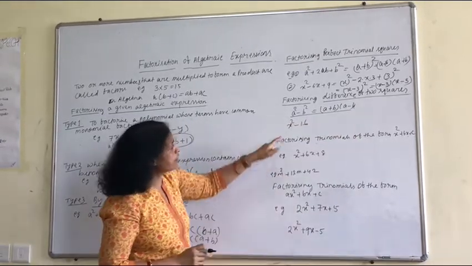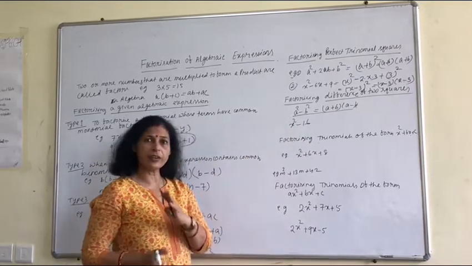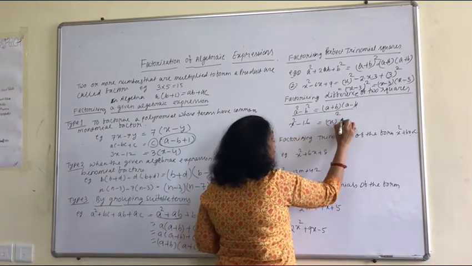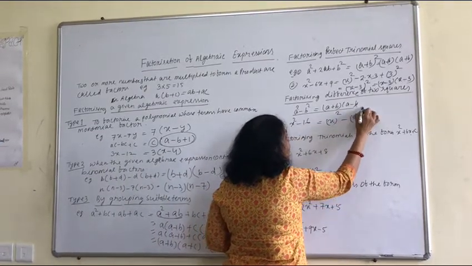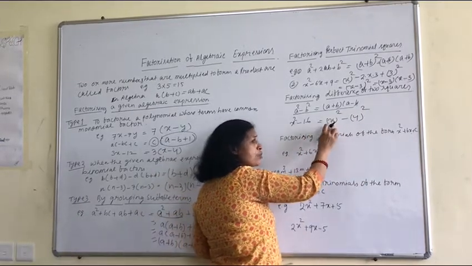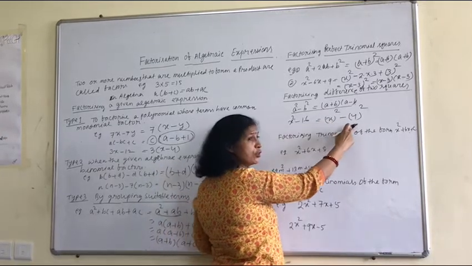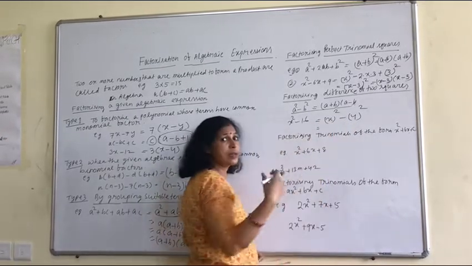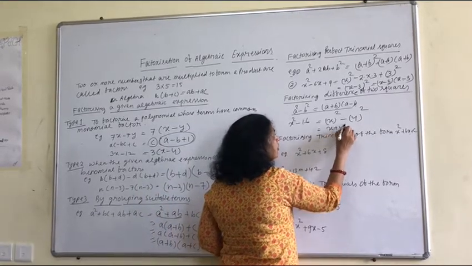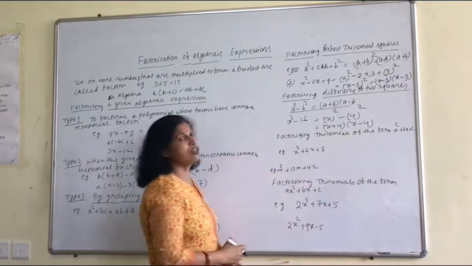One example, x square minus 16. So you can break it using the first and third identity. This is x whole square, and 16 is the whole square of 4. So this is of the form a square minus b square, where a is x and b is 4. So (a plus b) into (a minus b), so (x plus 4) into (x minus 4). This is your identity 3.